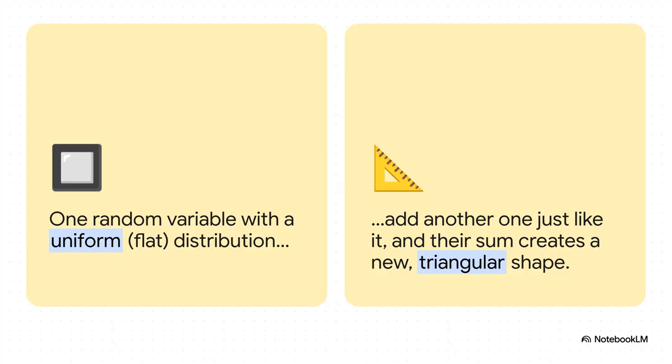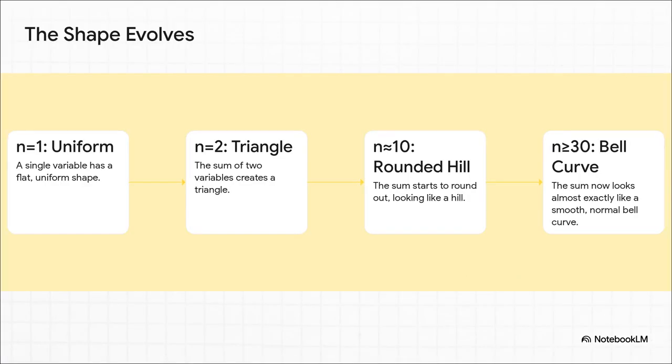Okay, check this out. We start with a single random variable that has a totally flat, uniform distribution. What does that mean? Just that every outcome is equally likely. Kinda boring, right? But now, watch what happens when we add a second identical random variable to it. Bam! Their sum isn't flat anymore. It's a triangle. All of a sudden, the outcomes in the middle are way more likely than the ones at the edges. And this is where the magic really starts to happen.